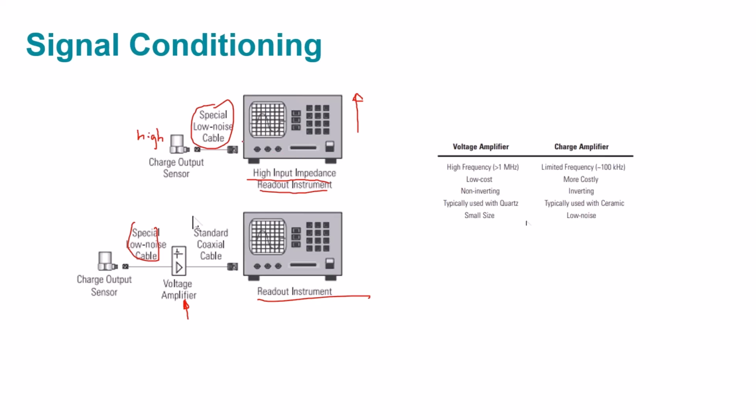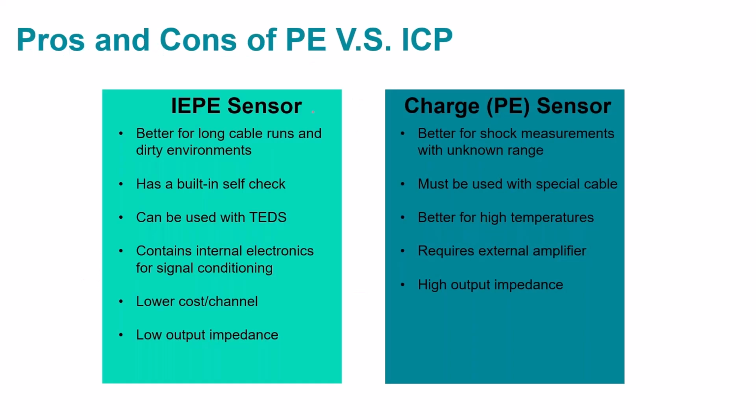Because we're working with high impedance, we typically use charge amplifiers. If you're working with those ICP accelerometers, they typically use voltage amplifiers. And that's just because what they're outputting is a voltage signal. These are both the 2 types of piezoelectric sensors that we've gone over. And then, like I said, there's pluses and minuses to each one.